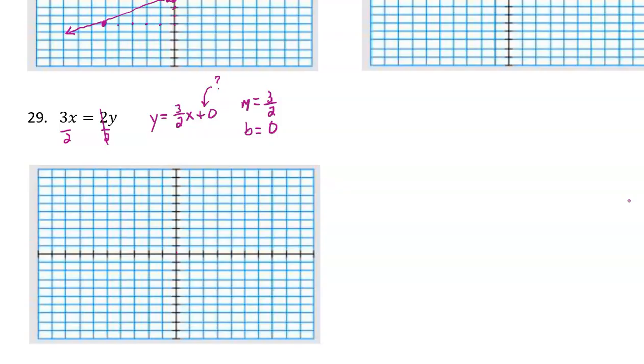So to start, you put a dot right at the origin. Now, what does it mean that the slope is 3/2? Rise 3, run 2. You could also go down 3, left 2.